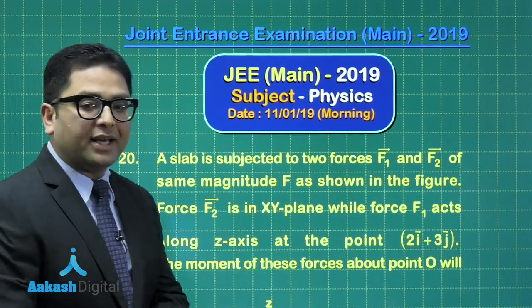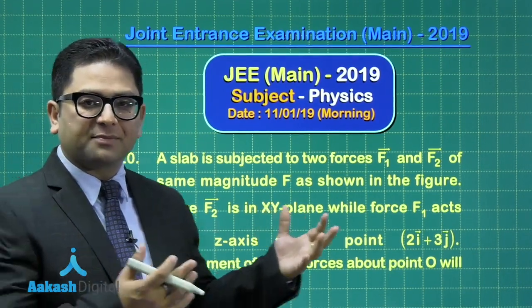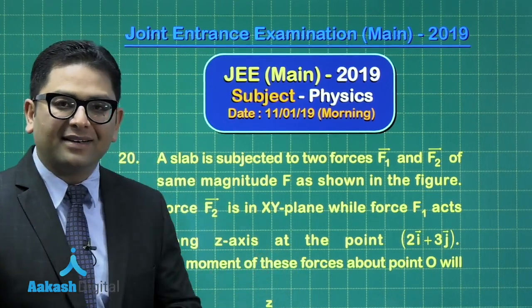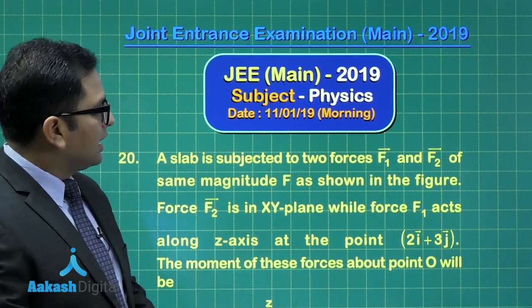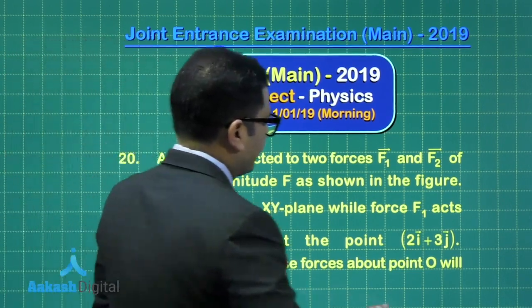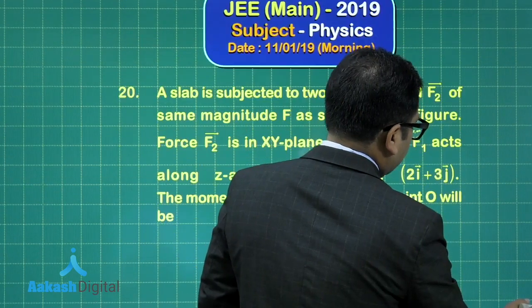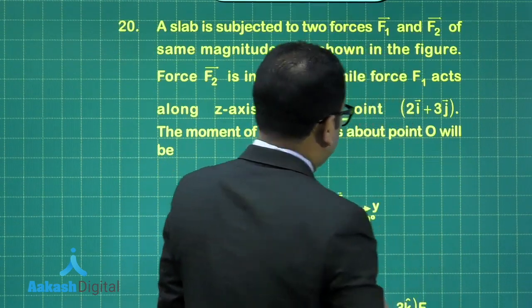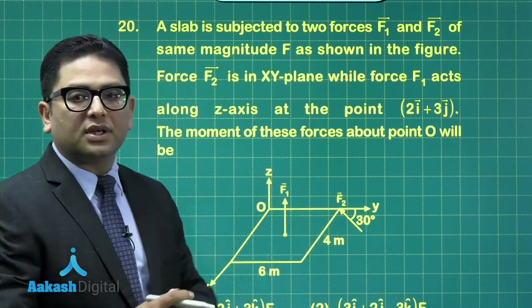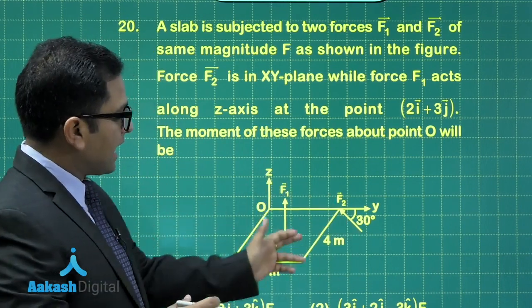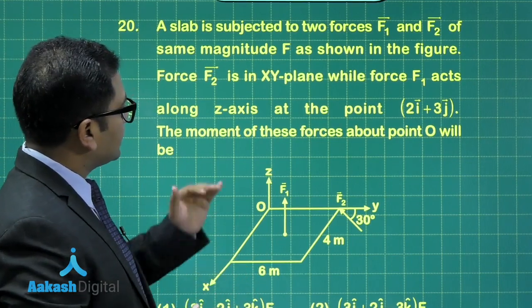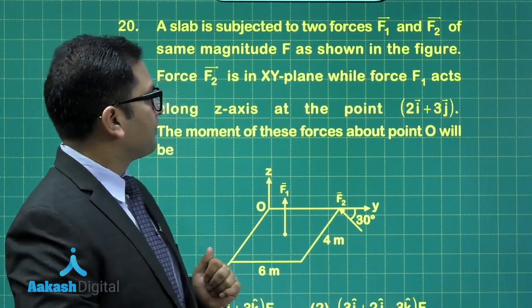And question number 20 is another question that has been brought from rotational motion. One we've already seen, and this one is a straightforward. It says a slab is subjected to two forces F1 and F2 of the same magnitude. So let me show it here. So here is the situation. One is F1, another is F2. So this given slab is being subjected to two forces, and notice it says of same magnitude.